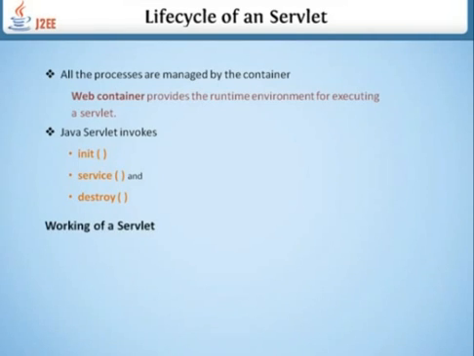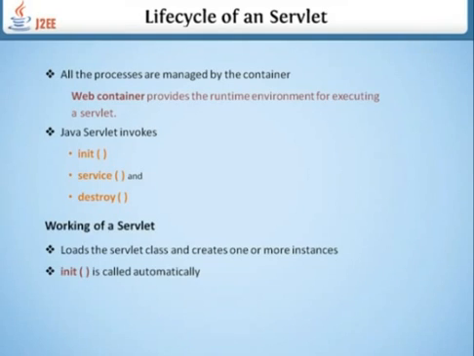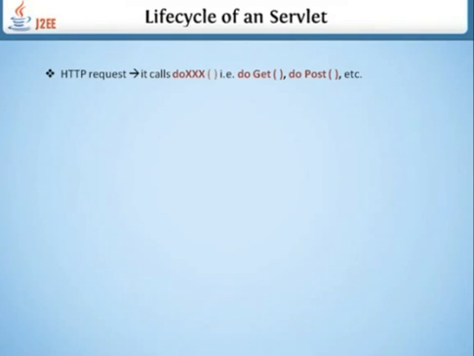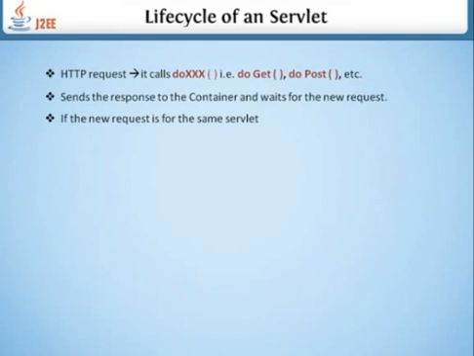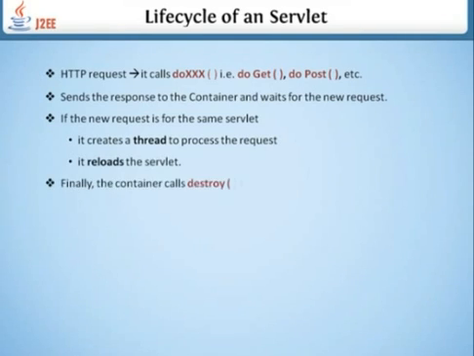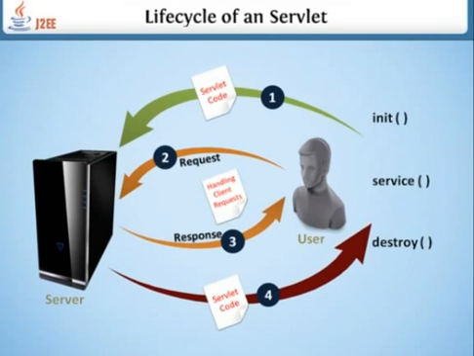Working of a servlet: the container loads the servlet class and creates one or more instances. Init is called automatically. Then it calls service to process the client request. For an HTTP request, it calls methods like doGet, doPost, etc. It sends the response to the container and waits for a new request. If the new request is for the same servlet, it creates a thread to process the request. Finally, the container calls destroy before the removal of the servlet. This is the life cycle of a servlet.